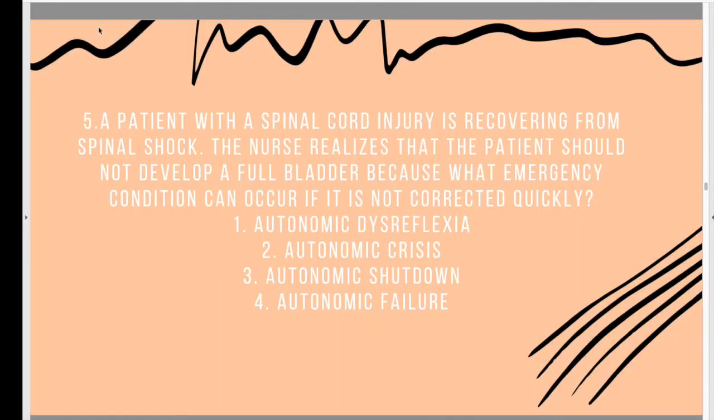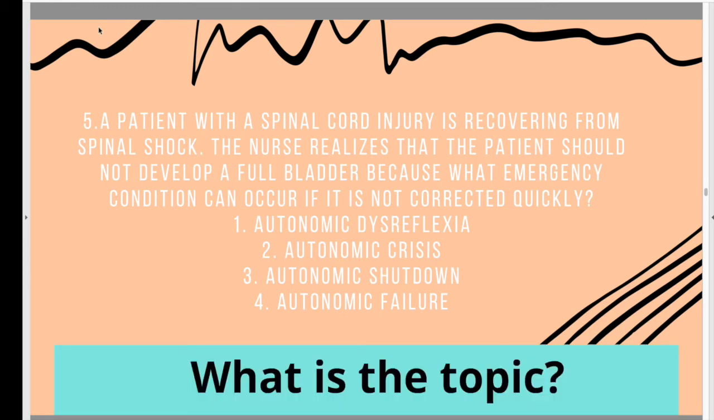So next is number 5. A patient with a spinal cord injury is recovering from spinal shock. The nurse realizes that the patient should not develop a full bladder because what emergency condition can occur if it is not corrected quickly? 1. Autonomic dysreflexia. 2. Autonomic crisis. 3. Autonomic shutdown. 4. Autonomic failure. So what is the topic all about? It is about spinal cord injury and spinal shock, and about a full bladder that the patient should not develop.